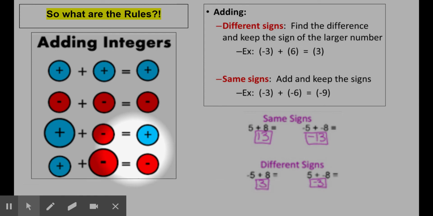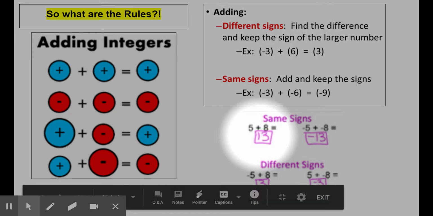So in this box up here, you can read over the rules again. And then the examples down here are just putting the rules into action. So we know 5 and 8 added together, the sum is 13. Just like -5 plus -8 would give us -13.